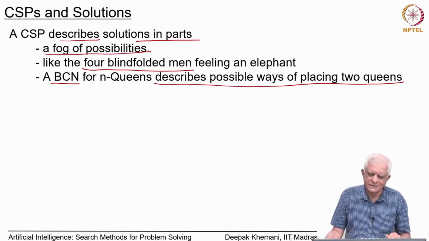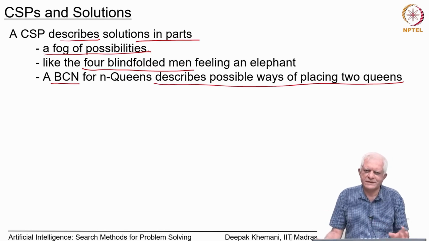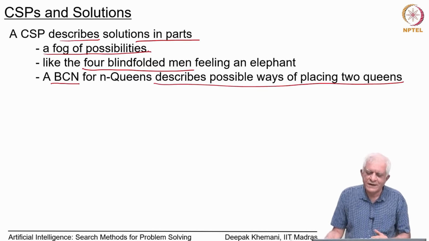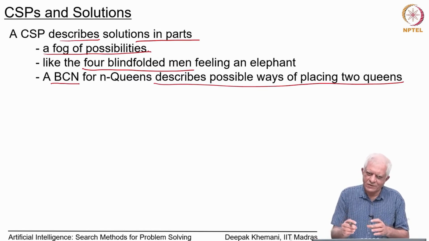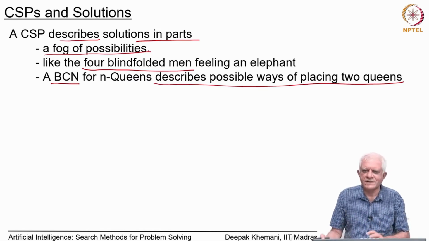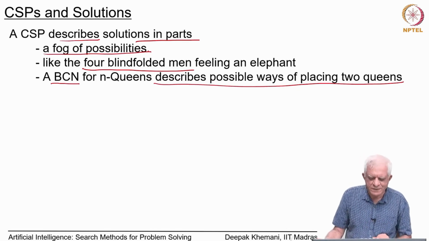So, let me call that a fog of possibilities, that there are so many possibilities and somehow we have to unearth what the real values of the variables are. The number of possible assignments to variables is many, and the constraints are partial in nature, because for example, we are mostly looking at binary constraints here, which only tell you that this cannot go with this and that kind of thing. It does not talk about the whole set of variables. So, it is a fog of possibilities.